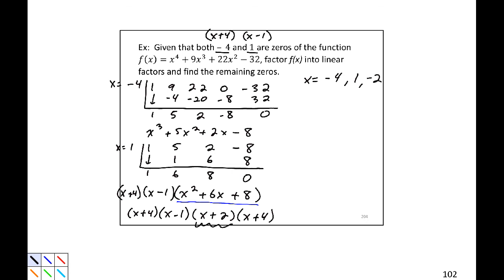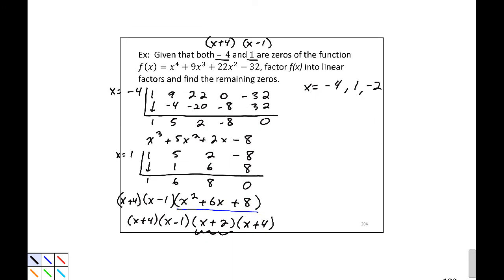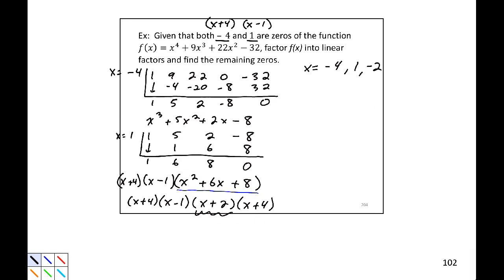This was a fourth degree polynomial, so we can see that we have 4 zeros, just one of them has a multiplicity of 2.